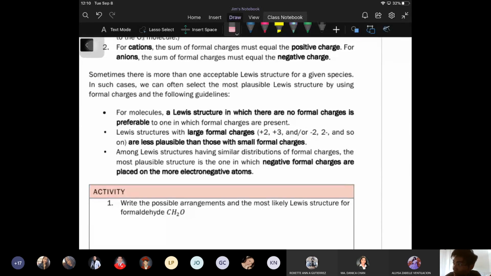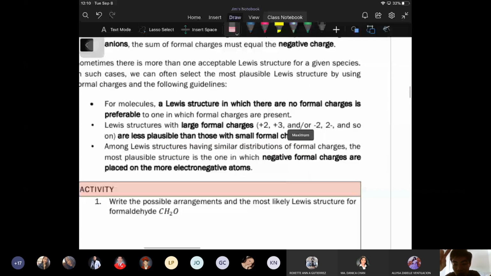Number 3, atoms with negative formal charges are placed on more electronegative atom. Meaning lang nun, if yung atom mo ay electronegative than the other, then it should contain the negative charge, not the positive charge. Okay? So, yun yung idea.